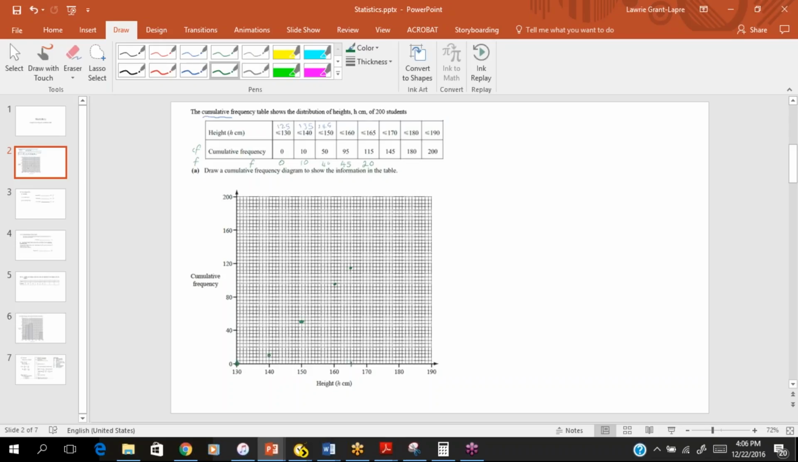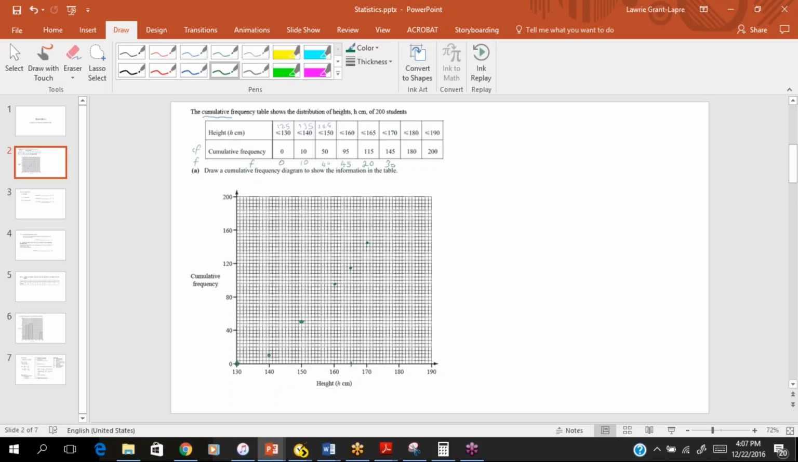Good. Now up to 170 we have 145, that's another 30 students. So we're going to find 145 above the 170. So there's the 170 line, there's the 120, and we want to go to 145. So that's 24, 28, 32, 36, 40, 44, and 145. Now if we kept going, we should get to 140, that's 145. Just put that mark in there.